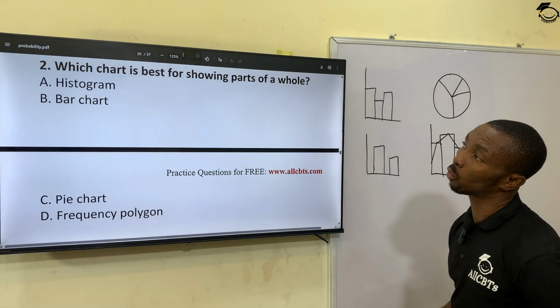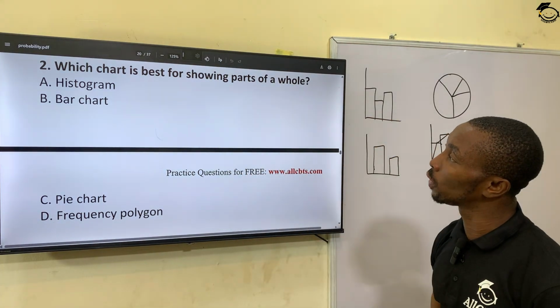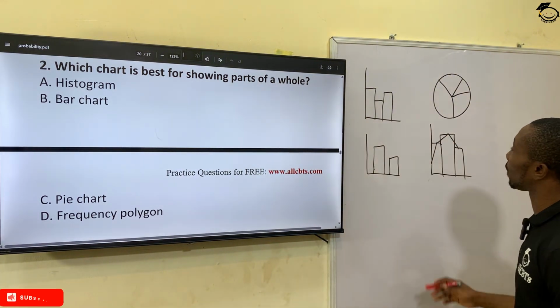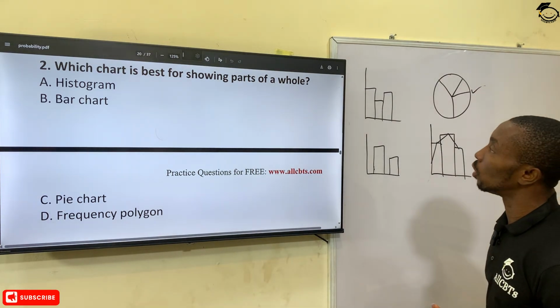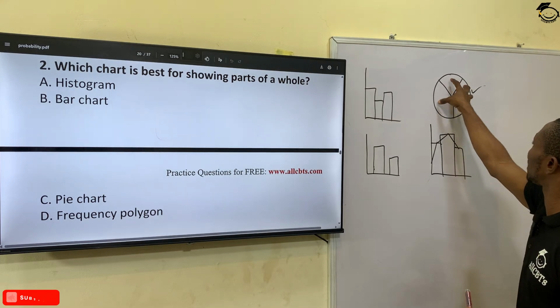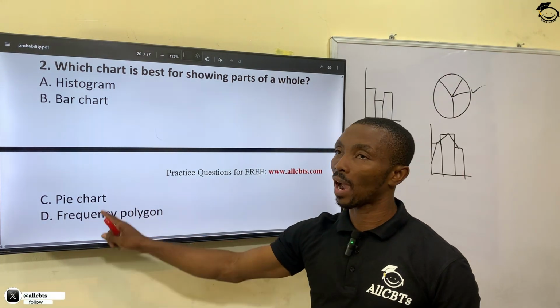All right, now the question says, which of these charts is best for showing parts of a whole? Now in all this, we can see that our pie chart forms a whole and shows us our different varieties in parts. So the right answer would be pie chart.